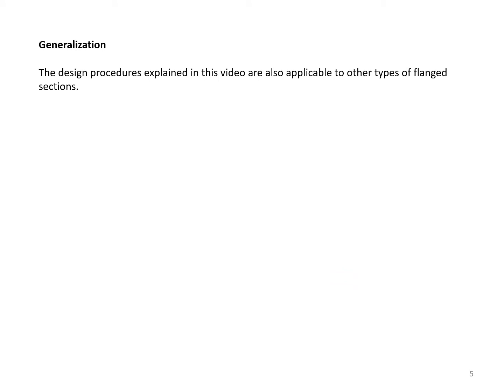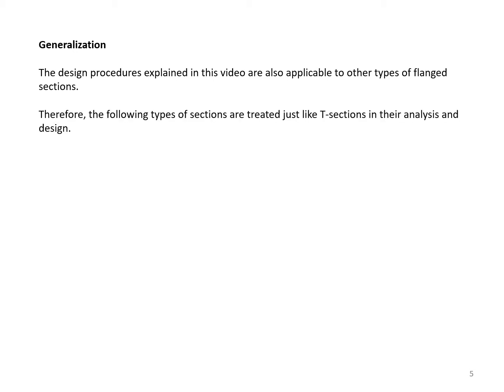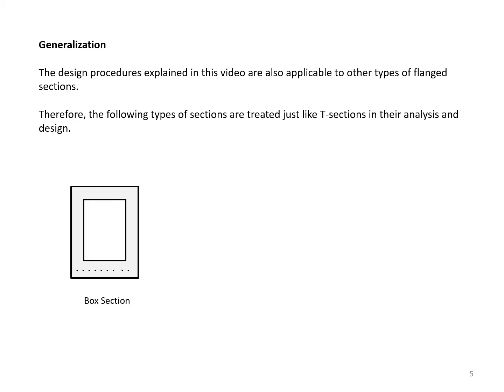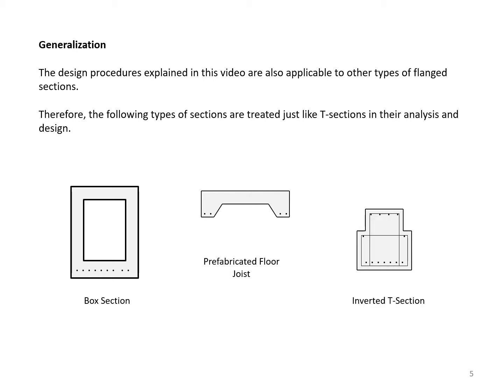The design procedures explained in this video are also applicable to other types of flange sections. Therefore, the following types of sections are treated just like T-sections in their analysis and design: a box section, a prefabricated floor joist, more like an upside-down U section, and an inverted T-section as shown in here.